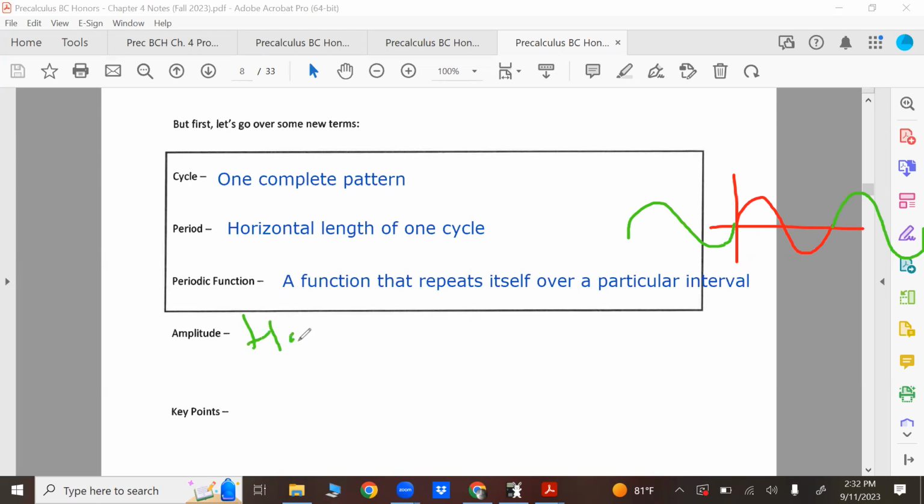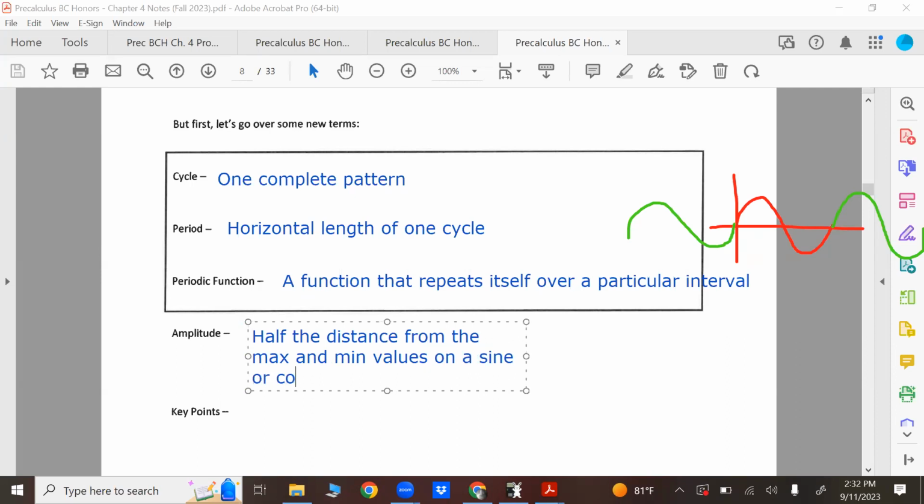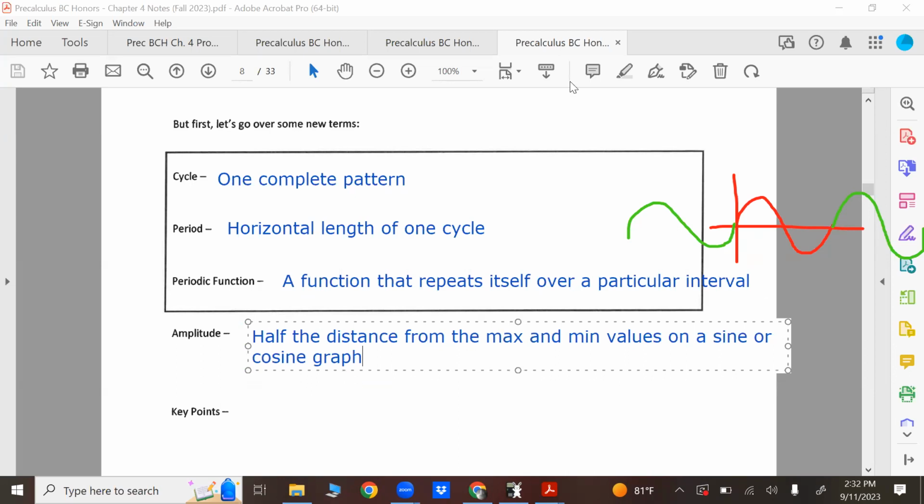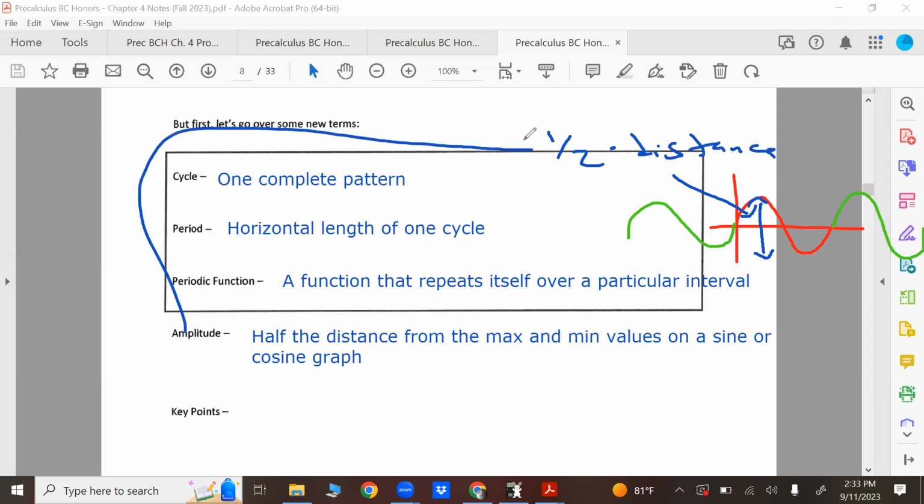Amplitude is half the distance from the max and min values on a sine or cosine graph. So the amplitude would look like this. Half that distance is the amplitude. Or you could think of it as just from the middle to the top. That works too. Or the middle to the bottom. That works too. But when the graph gets shifted up or down, it's probably easier to do top minus bottom. But sometimes you can find a new middle that works. I call it the midline personally. So we'll talk about that when we start shifting graphs.